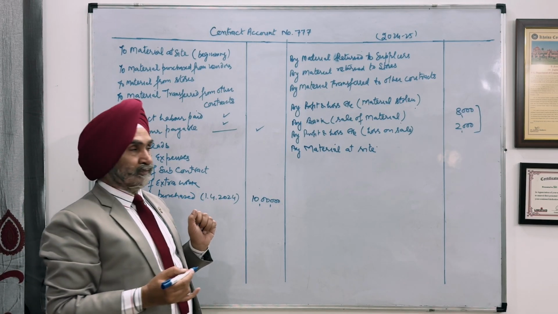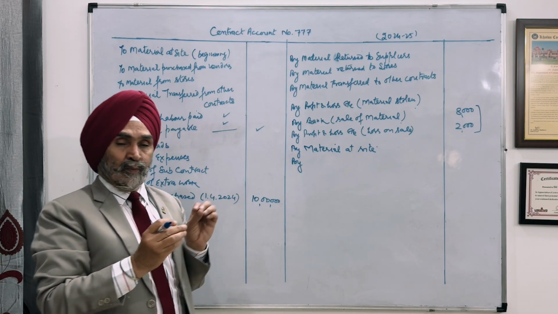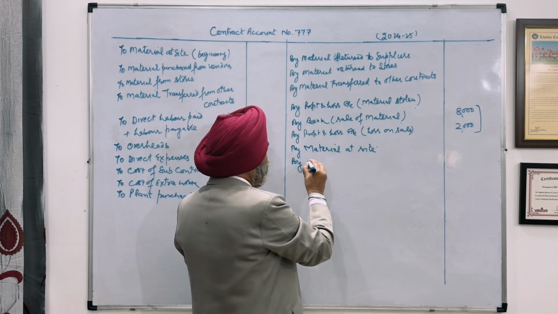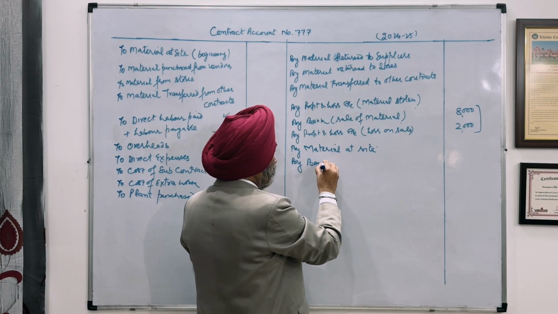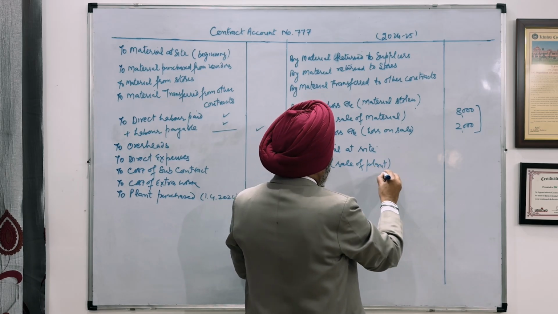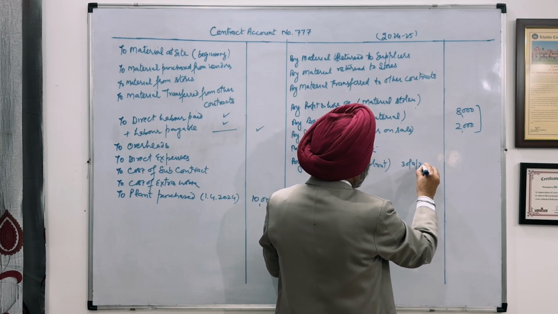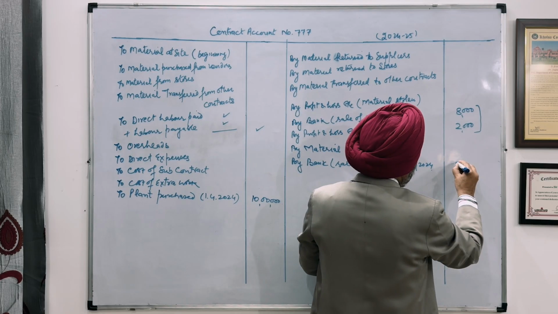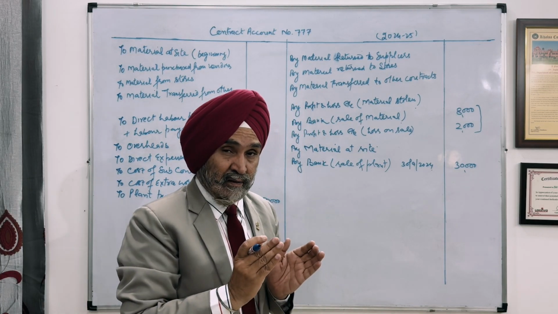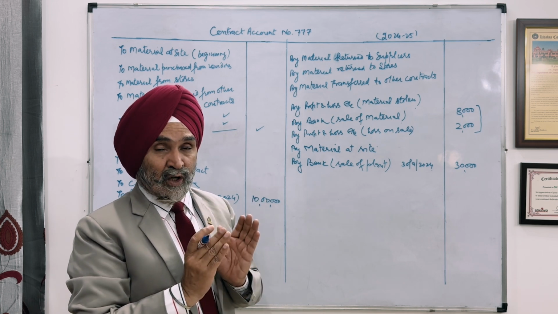Out of this plant, suppose a plant costing rupees 50,000 was sold on, say, 30th of September for rupees 30,000, costing 50,000, sold for rupees 30,000. Hence there is a loss.